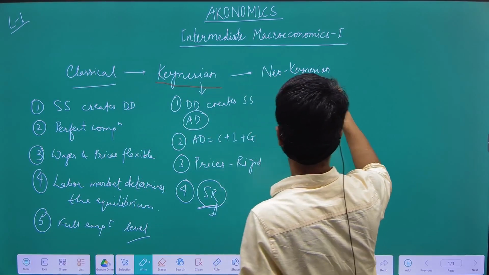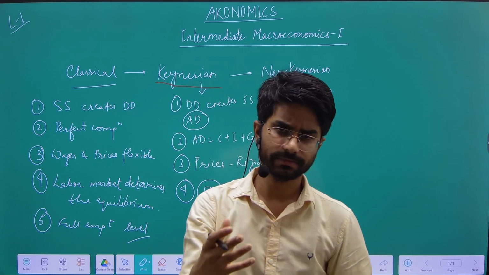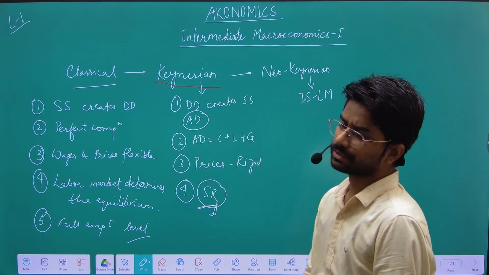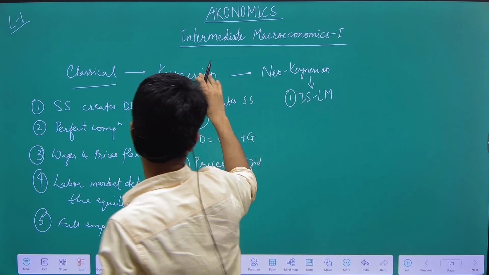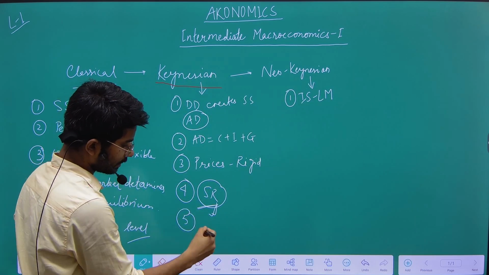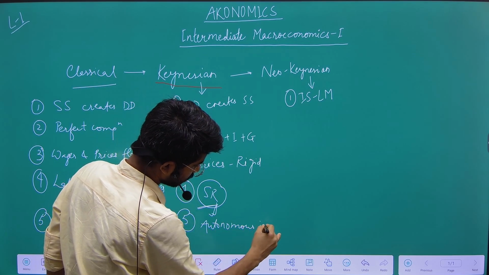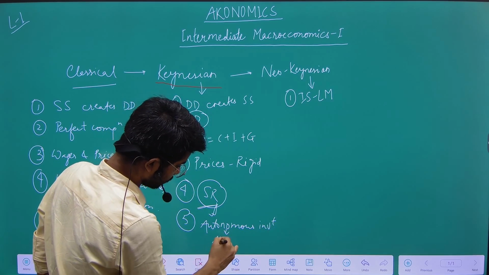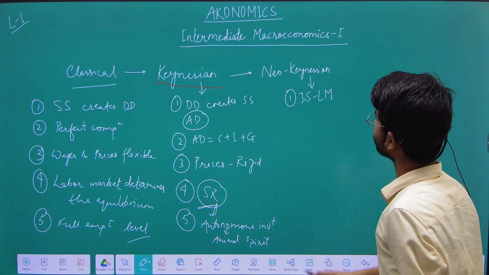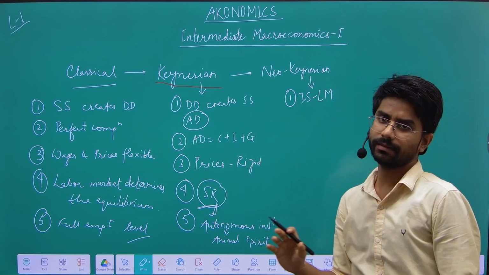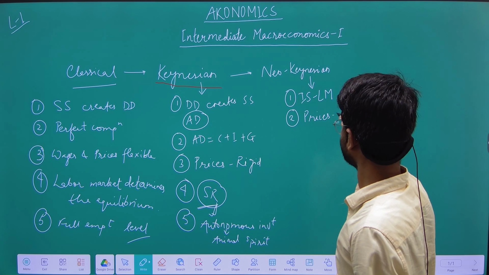If you look at neo-Keynesian, then it had the genesis of ISLM. Classicals had Adam Smith and so on, and neo-Keynesian was led by Hicks. So ISLM conditions were there. Further, in Keynesian theory, always remember that autonomous investment was there, and autonomous investment was based on animal spirit. Then in neo-Keynesian theory, ISLM conditions were derived, and here you had prices being rigid.